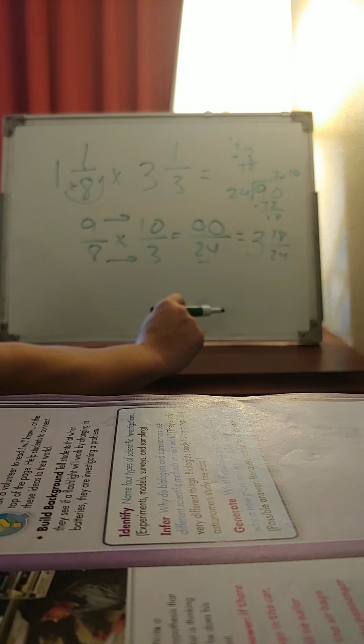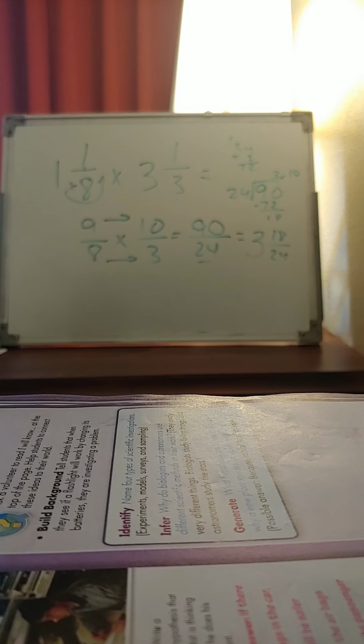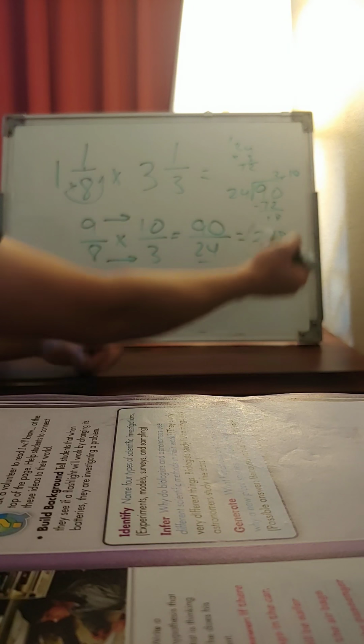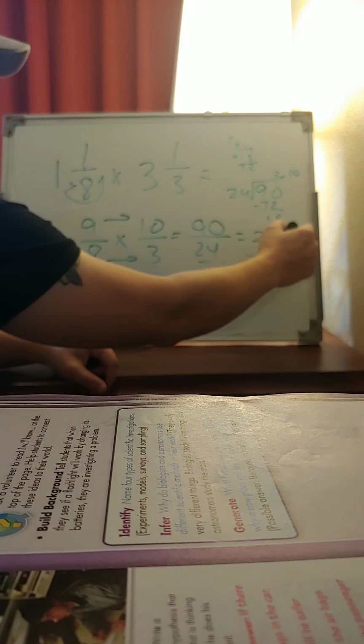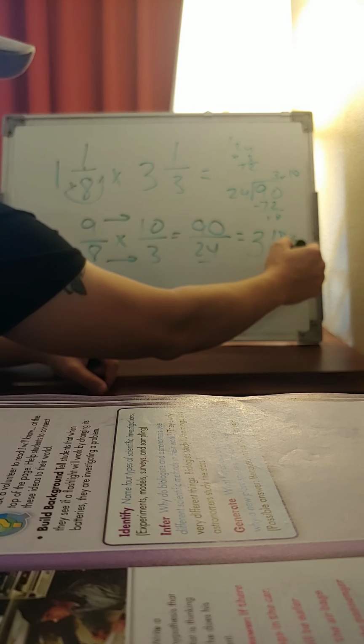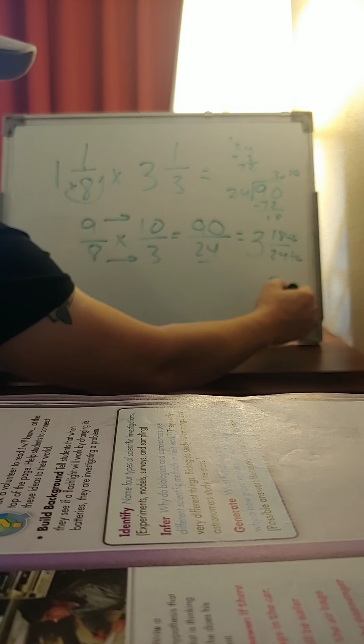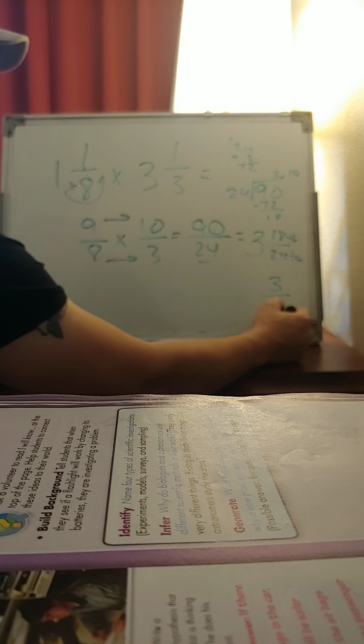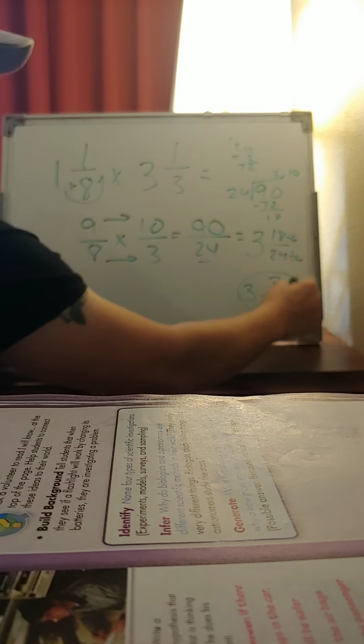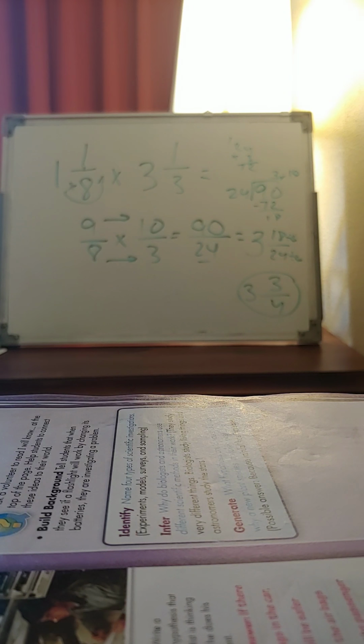So in our simplifying step, I say, is there a number that 18 and 24 can both be divided by? Okay, in this case, I know my multiplication facts. Oh yeah, I know this will work. 6 is going to work. Divide both by 6. 18 divided by 6 is 3. 24 divided by 6 is 4. 3 and 3/4. And I circle the answer.